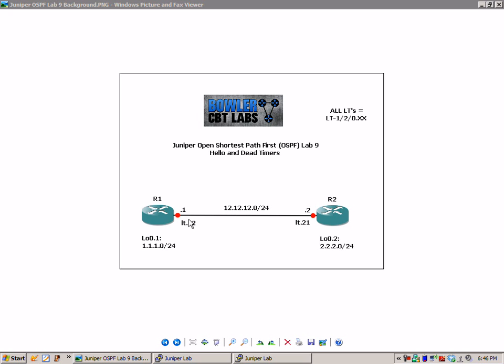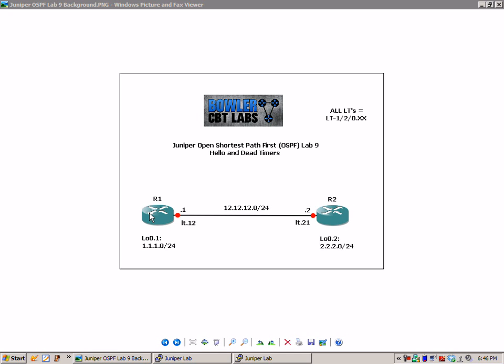The network between R1 and R2 is the 12 network. That's 12.12.12.0/24. Router 1 has a loopback 0.1 interface with the 1.1.1.0/24, and router 2 has a loopback 0.2, which is the 2.2.2.0/24 network. All the IPs on R1 for the fourth octet end in .1, and for router 2 the fourth octet is .2. That's for all of the interface IP addresses on the interfaces.